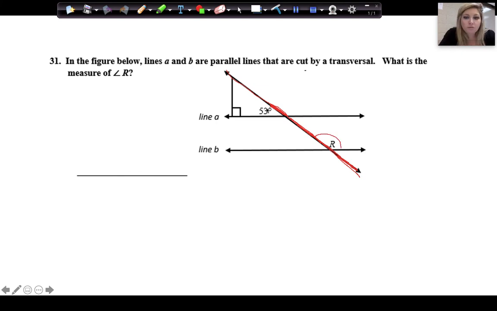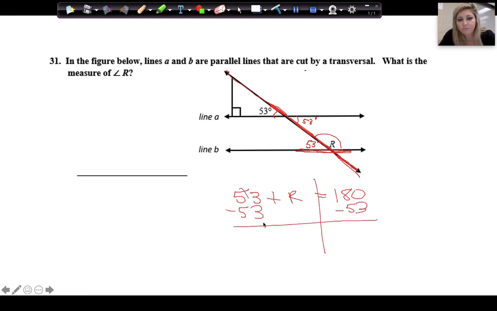So what we do know is that vertical angles are equal. So if this is 53, then this is also 53. And then alternate interior angles, that's what we call this because it's inside the parallel lines, are equal. And then these make up a straight line together. So R plus 53 equals 180 degrees, because a straight line is 180 degrees. To solve this, we subtract 53 from both sides. This cancels and we're left with R equals 180 minus 53, which is 127. So our answer is 127 degrees.